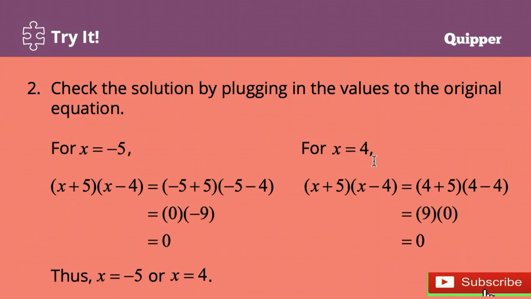And for x is equal to 4, you have 4 plus 5 and 4 minus 4. 4 plus 5 is positive 9. 4 minus 4 is 0, and 9 times 0 is really equal to 0. Therefore, the values of x are negative 5 or positive 4.